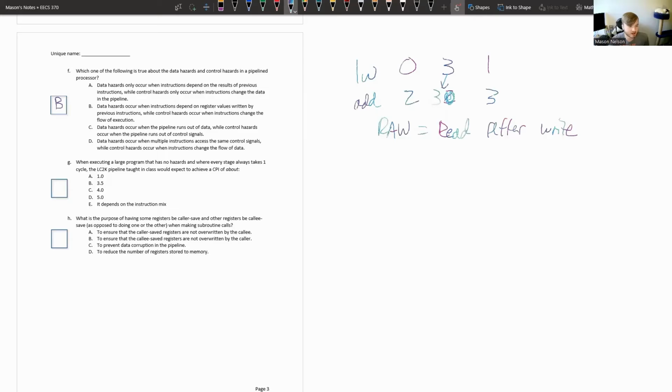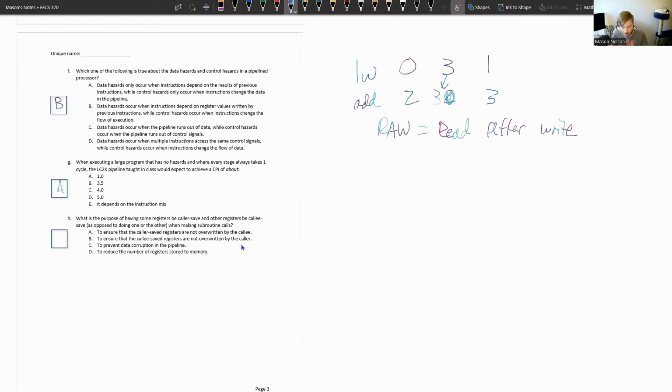When executing a large program that has no hazards, where every stage takes one cycle, the pipeline taught in class would expect to achieve a CPI of about 1, 3.5, 4, 5, or it depends on the instruction mix. And the correct answer for this one is A, which is 1.